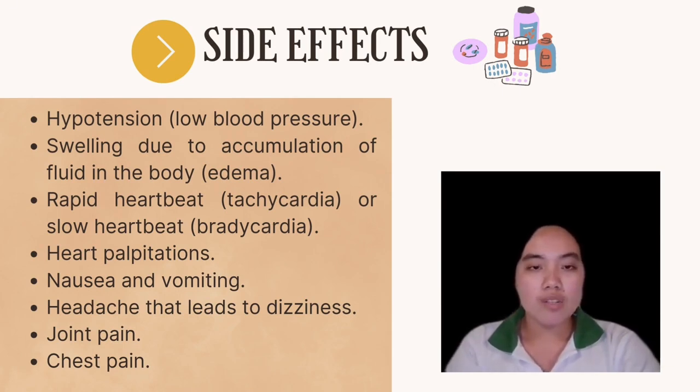Next is bradycardia or slow heartbeat, less common but can occur with certain types of vasodilators that also affect heart conduction or in people with underlying heart conditions. Next is heart palpitations related to changes in heart rate or rhythm due to blood pressure changes or stimulation of the sympathetic nervous system. Next is nausea and vomiting caused by sudden blood pressure changes that affect blood flow to the digestive system or activate the chemoreceptor trigger zone in the brain. Next is headache and dizziness. Vasodilation in the brain can lead to increased intracranial blood flow, causing headaches and dizziness, especially when standing up quickly, also called orthostatic hypotension.